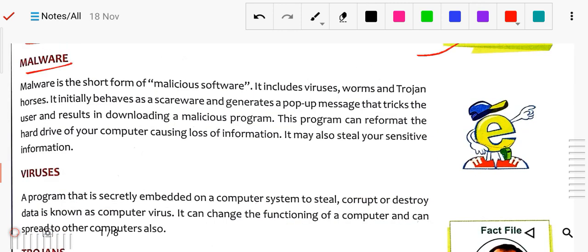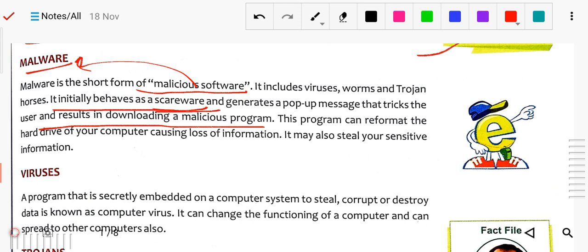Next, malware. Malware is the short form of malicious software. This malware stands for malicious software. It includes various worms and Trojan horses. It initially behaves as scareware. Scareware, we have just studied. Scareware is just giving some information, like a pop-up window, to clean something. Okay, so it will look useful for you, but it is not useful, and it generates pop-up messages that trick the user, resulting in downloading the malicious program.